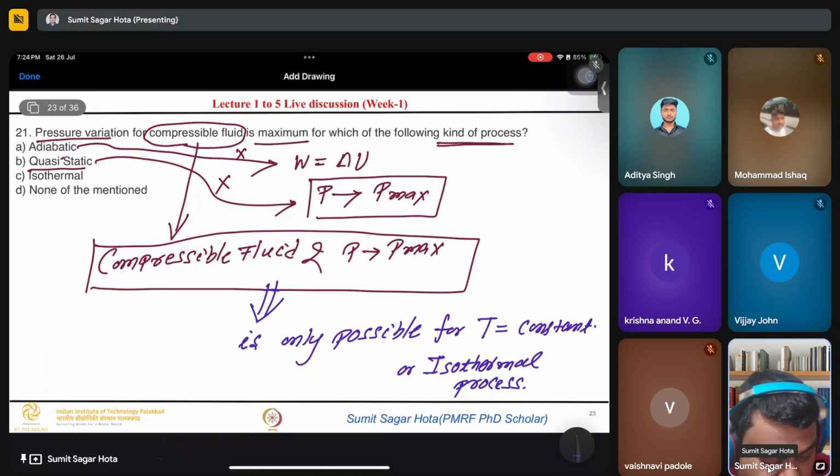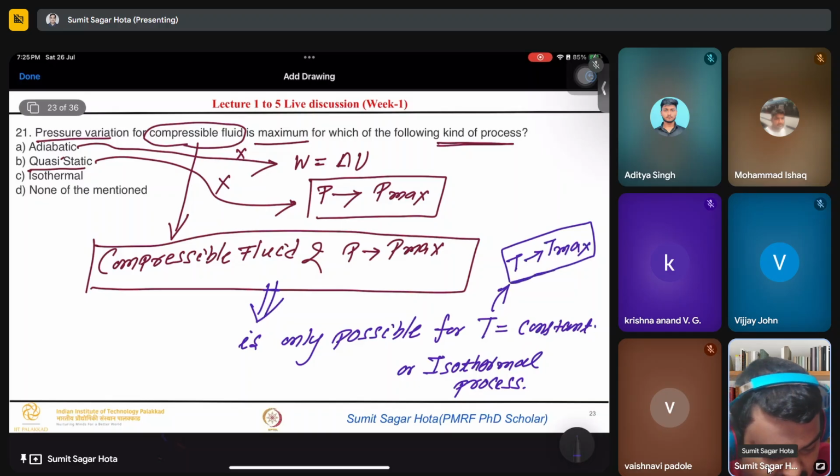So for a compressible fluid where this compressibility can be applied, our pressure can reach the maximum pressure, with only one condition: the temperature will remain constant. In ideal cases, when the pressure increases, the temperature will also increase. So here constant means two things: the temperature is increasing very slowly, or the temperature has reached T max. So here the case is T equal to T max for the compressible fluid. That's the reason we write T equal to constant, because it has already reached the maximum.